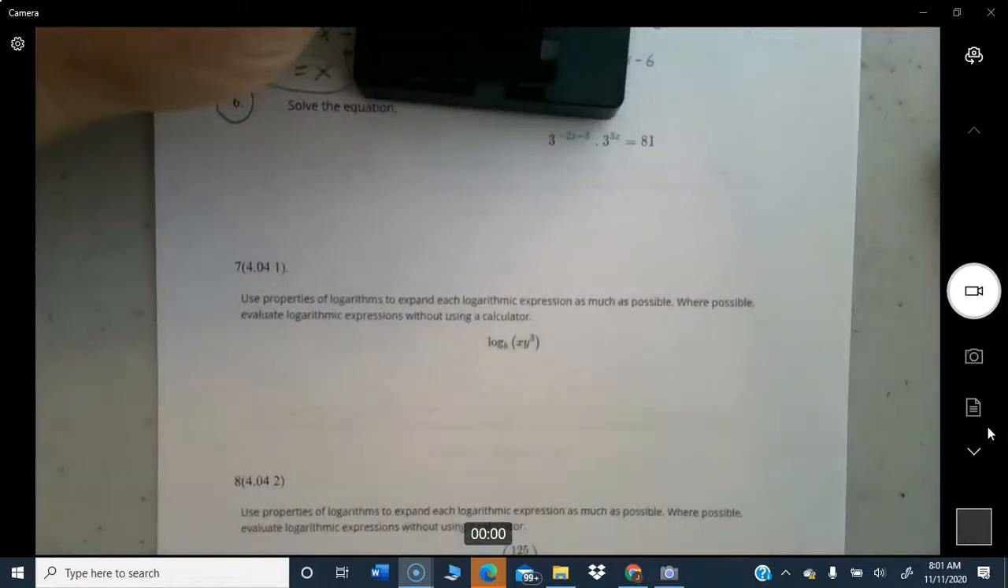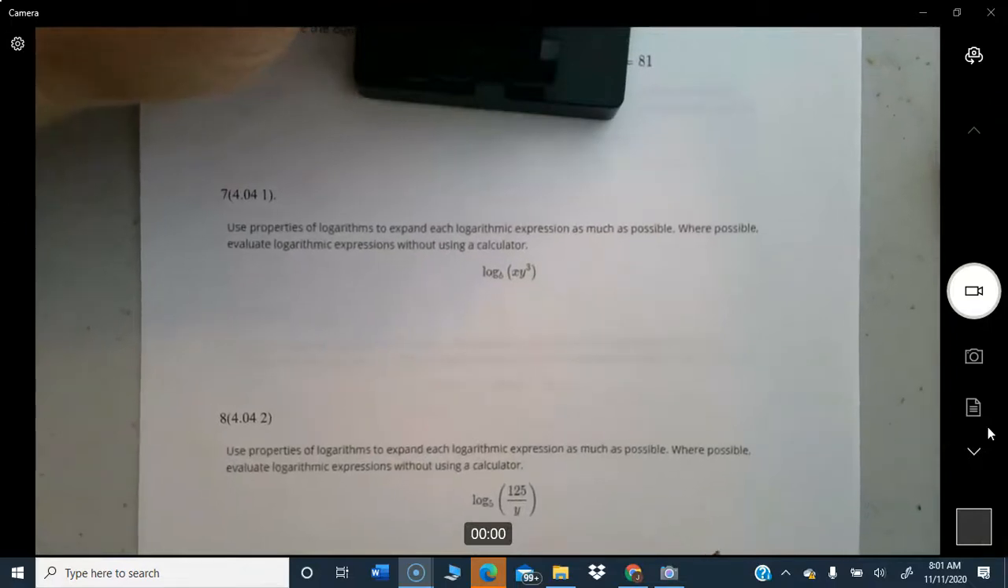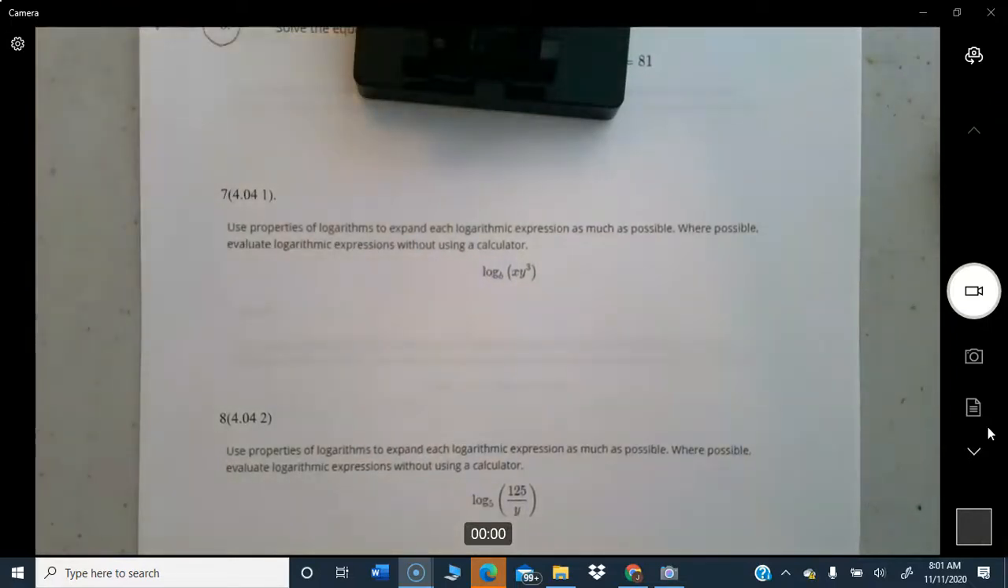Okay, here we go. So now we're on to what's actually lesson 4.04. I've combined those two lessons. So it says use the properties of logarithms to expand each logarithmic expression as much as possible. Where possible, evaluate the logarithmic expressions without using a calculator.